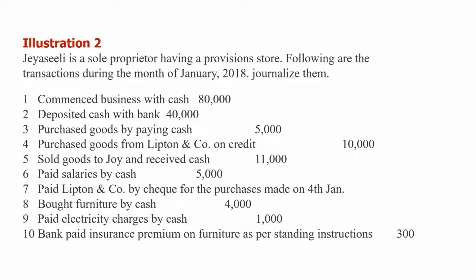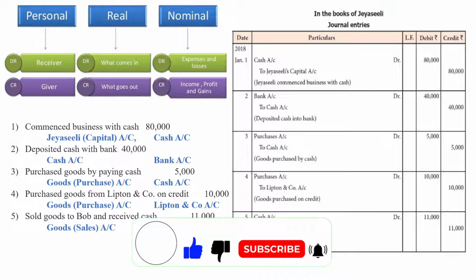This illustration is a little bit longer. J.S. Lee is a sole proprietor having a provisions store. Following are all the transactions during the month of January 2018. Journalize them. We have to journalize these transactions. The first transaction: commenced business with cash $80,000.